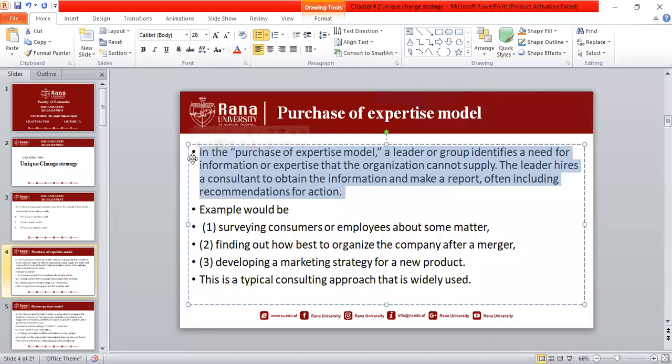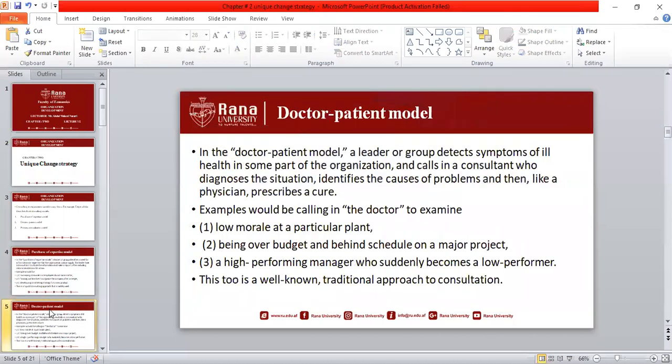Got it? Yes, sir, got it. Okay, number 2.